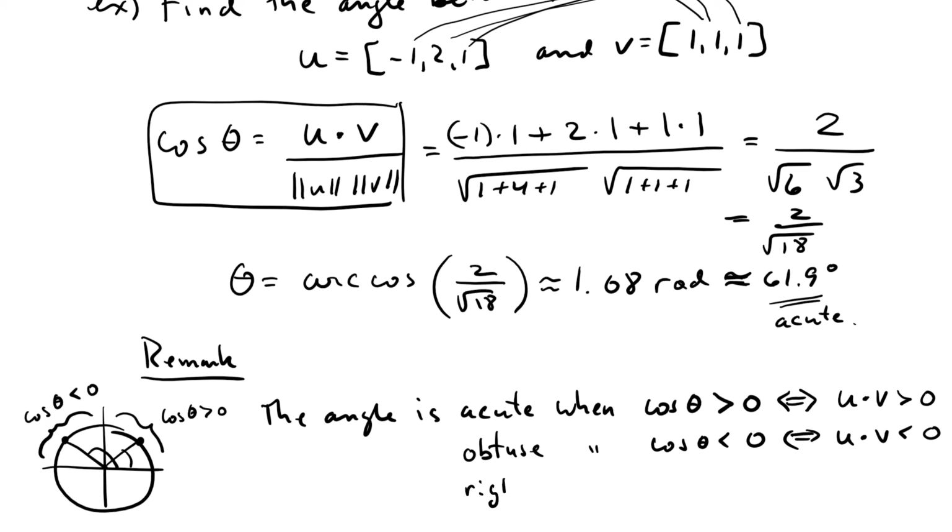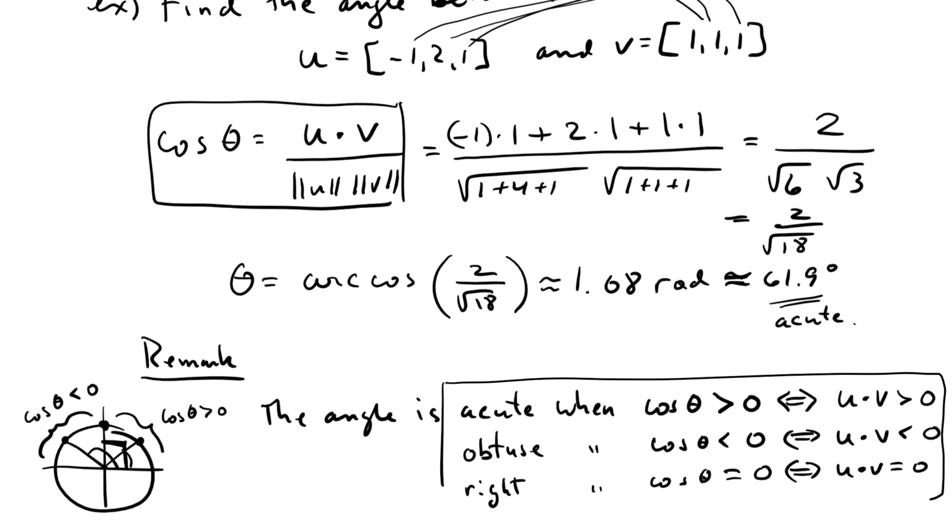And you have a right angle when cos of theta is equal to 0, because when you're up there, you have an x coordinate of 0 and you've got a right angle. So that's going to occur when the dot product is equal to 0. That's really important to remember, especially the last line. When you've got a right angle, you have a dot product that's 0.